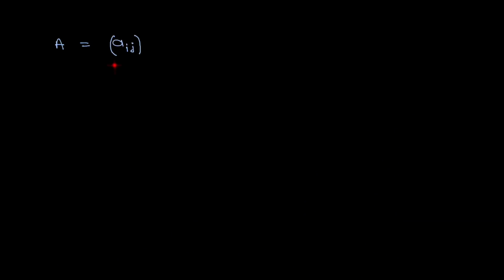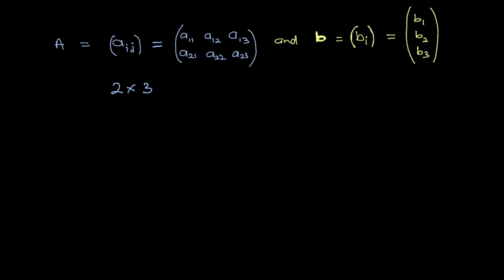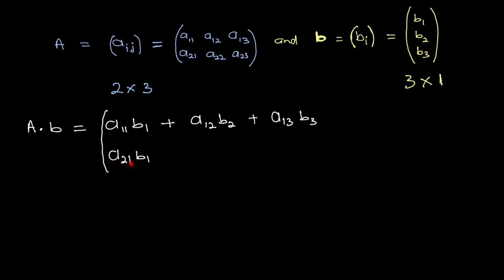Matrix A and matrix B, which is a column matrix, are 2 by 3 and 3 by 1. A times B will be equal to A11 times B1 plus A12 times B2 plus A13 times B3. And then we do the second row: A21 times B1 plus A22 times B2 plus A23 times B3. When you add them together, you get 2 rows, 1 column.